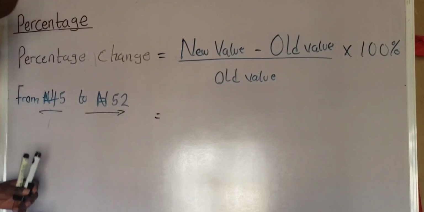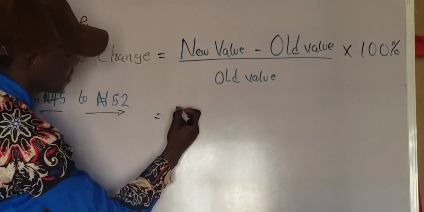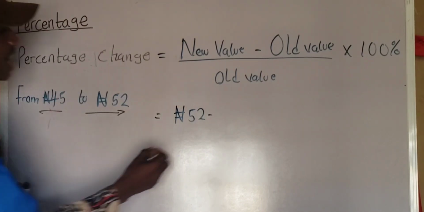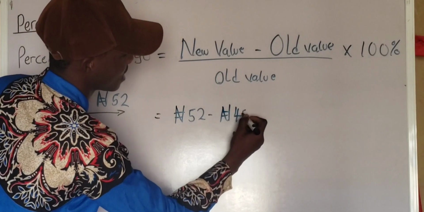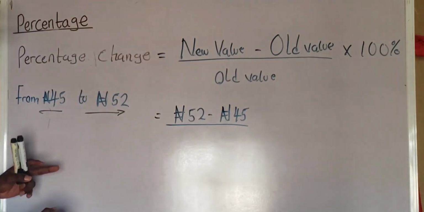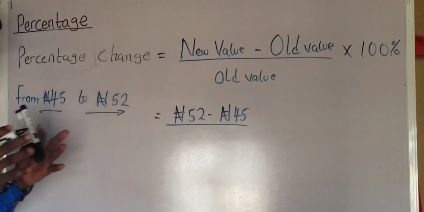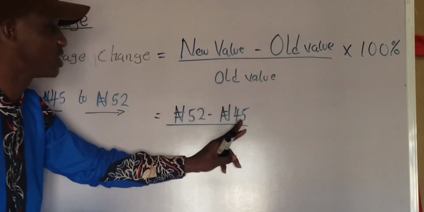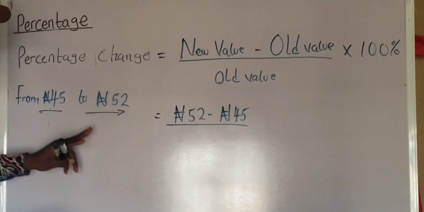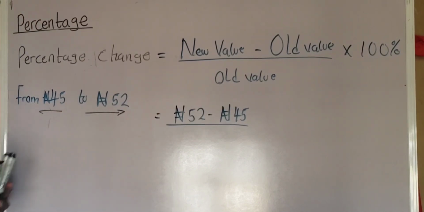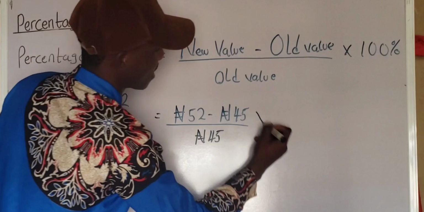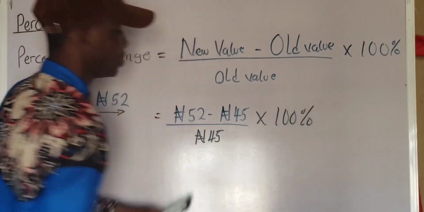So to calculate the percentage change in cost, we use this formula. The new value is 52 naira minus 45 naira, which is the old price, all over the old price. Please pay attention, okay? New value, 52 naira, minus old value, 45 naira, divided by old value, 45 naira. That is the initial price of the biscuit before the increment. So we put 45 naira in this place, multiplied by 100%. Do you understand how I got this?